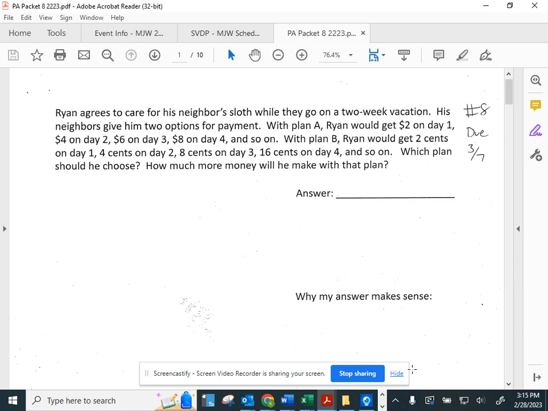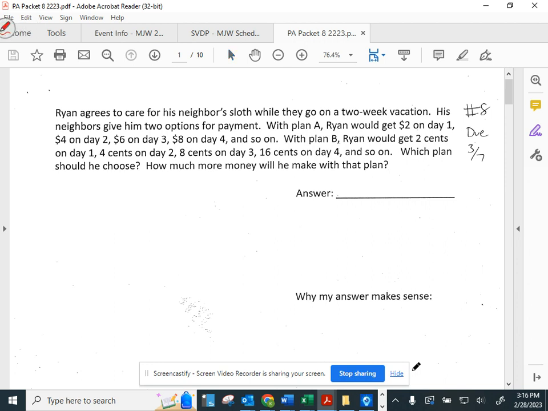With plan A, Ryan would get $2 on day 1, $4 on day 2, $6 on day 3, $8 on day 4, and so on. With plan B, Ryan would get only 2 cents on day 1, 4 cents on day 2, 8 cents on day 3, 16 cents on day 4, and so on. Which plan should he choose? How much more money will he make with that plan?